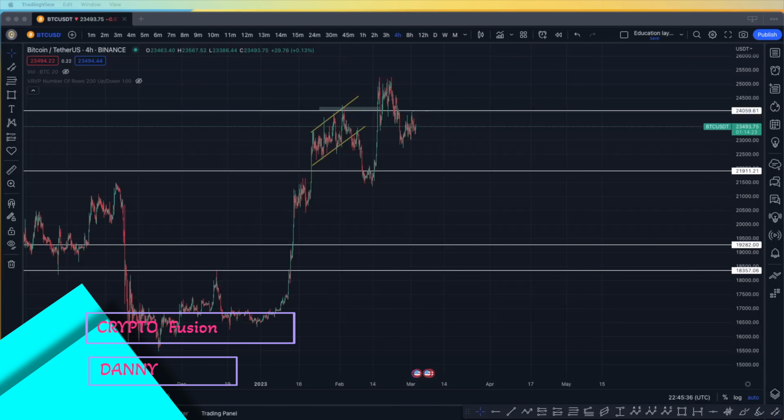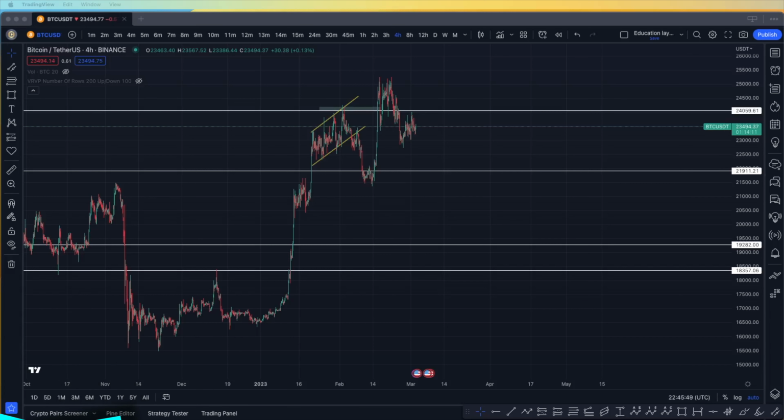In today's video I'm going to talk about two powerful indicators with which one could potentially identify the top and the bottom of the market.